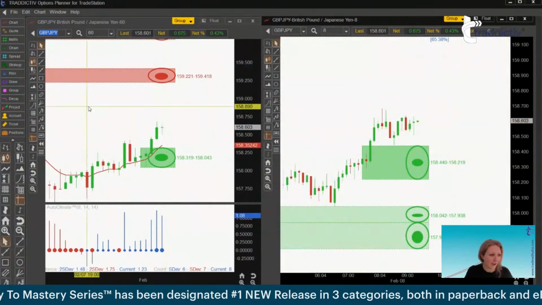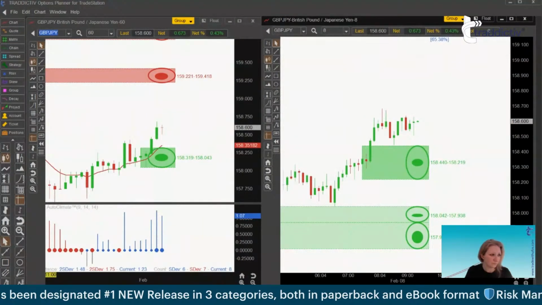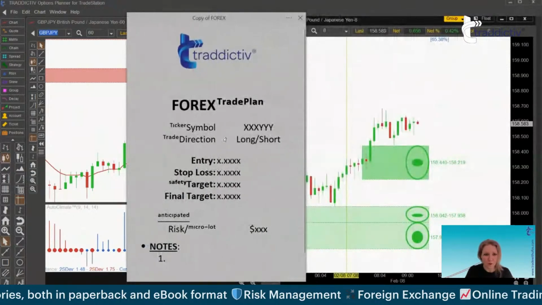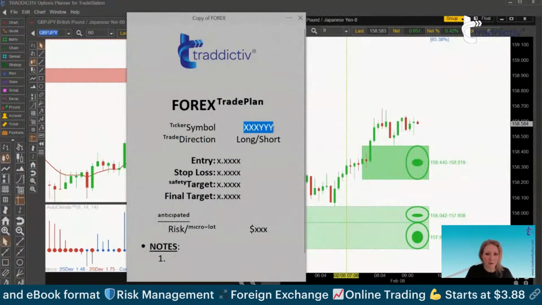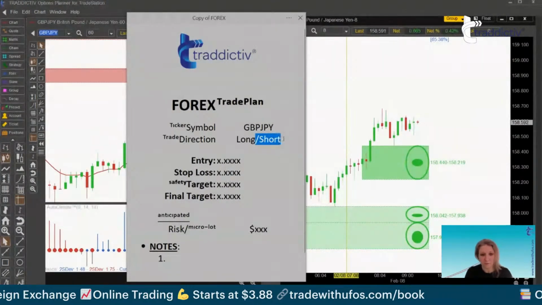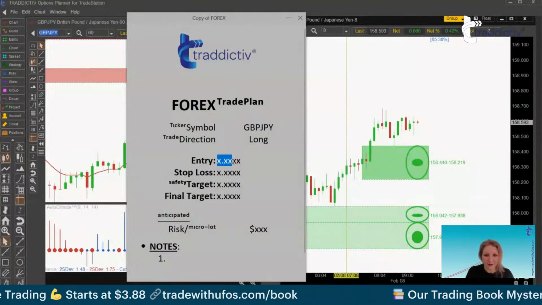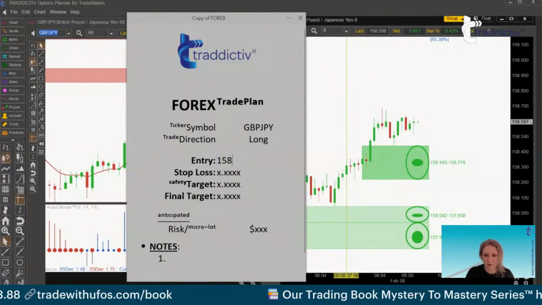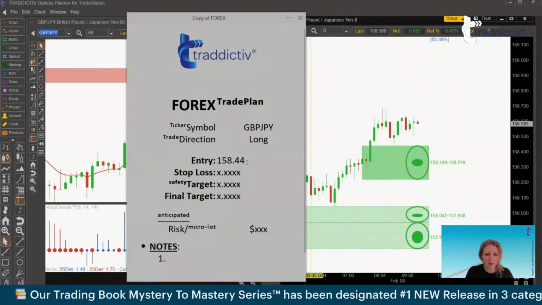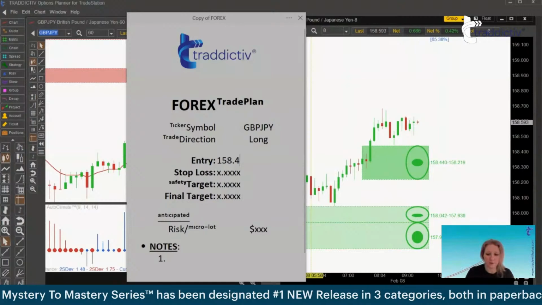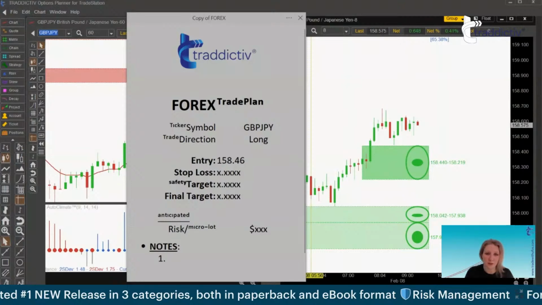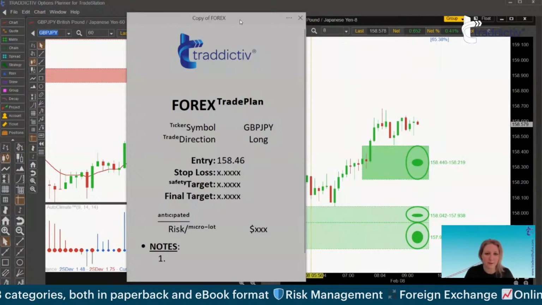Okay, so we have our setup. So let's open one of these so we can see what we're doing. The ticker symbol is, this is a pound yen trade. We are going long, so 2 long trades so far. Our entry is 158.44. We're going to add a couple of pips to that. Well, no, that's already rounded, so 0.46. We'll add a couple of pips for the spread.